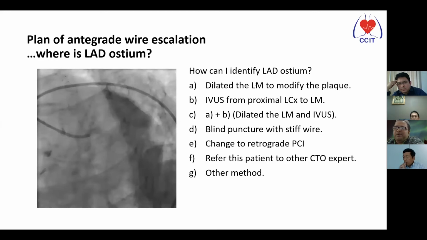And the other option, like what Dr. Wasan has mentioned, you just open from the LIMA into the distal LAD, but looking at the previous angiogram will help. Thank you. So, what is your strategy, Dr. Kista?